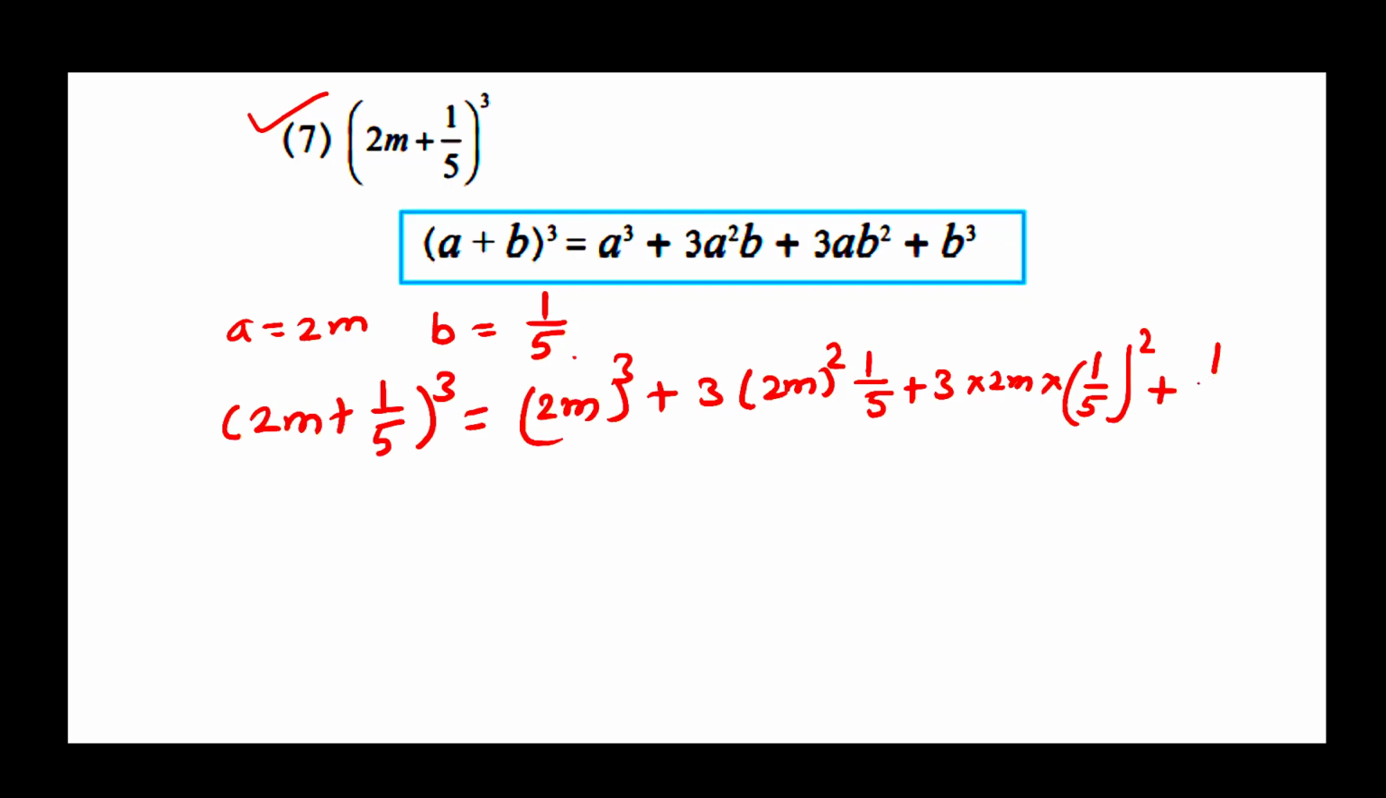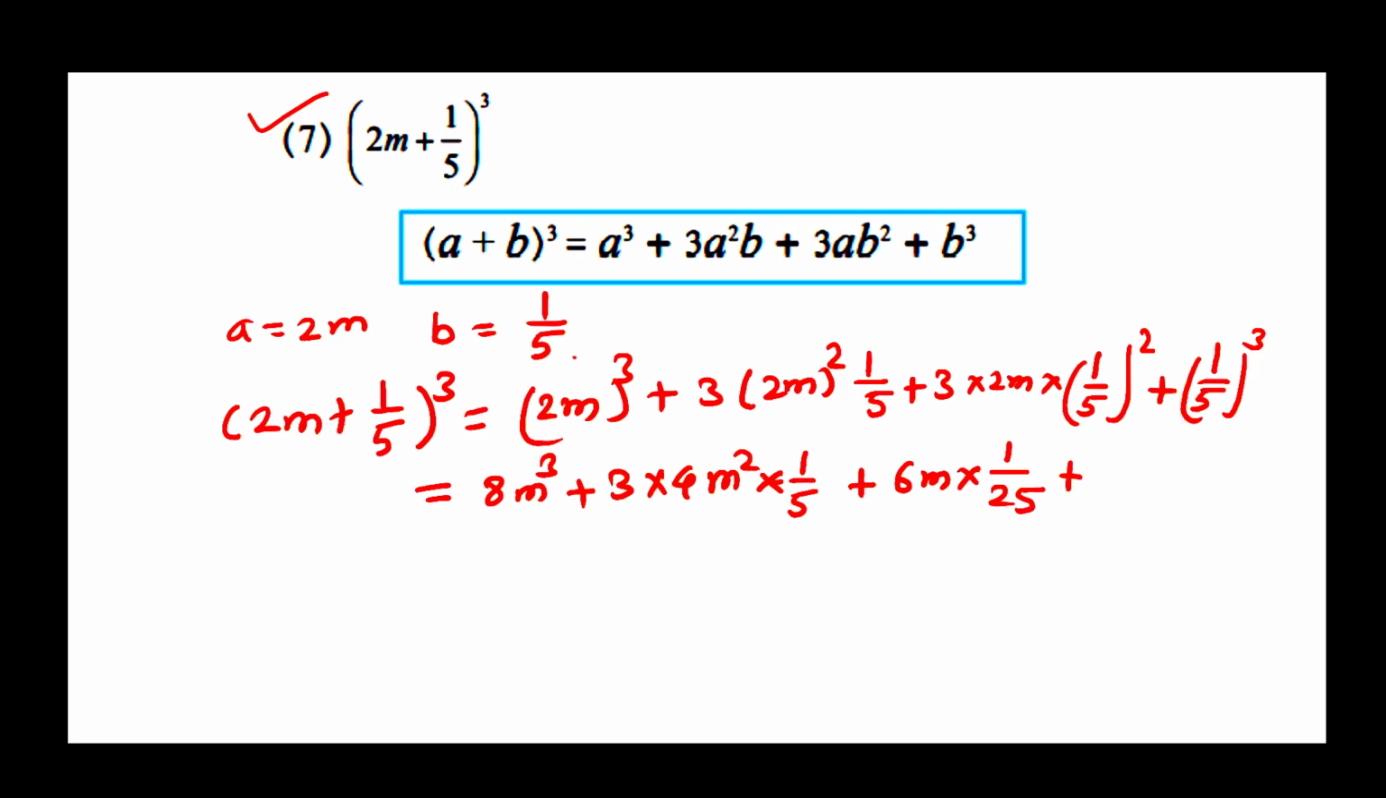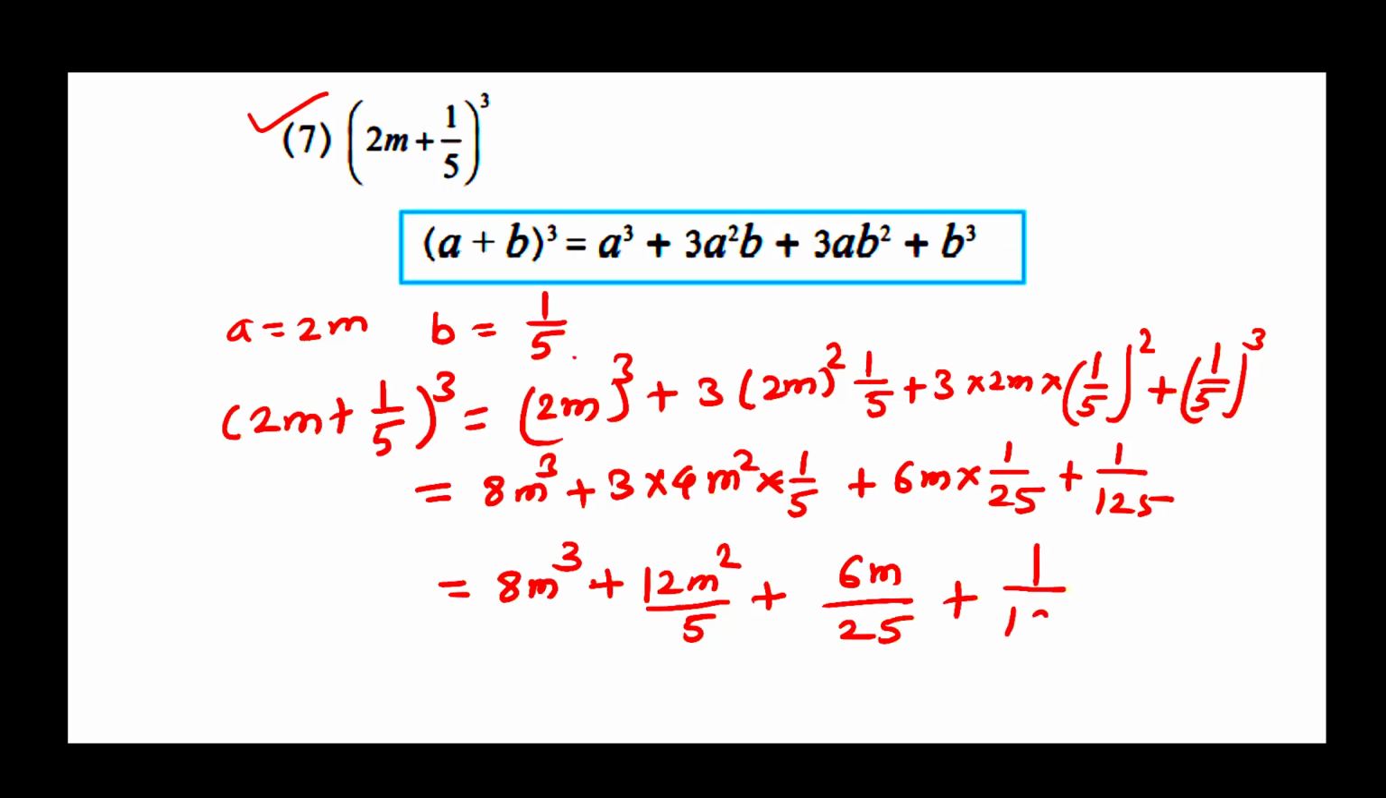Plus b cube, means (1/5) cube, is equal to 2 cube, means 8m cube, plus 3 into 2 square, means 4, multiplied by 4 into m square multiplied by 1/5, plus 2 3s are 6m multiplied by (1/5) square, means 1 square 1, and 5 square 25, plus (1/5) cube, means 1 cube 1, and 5 cube 125, is equal to 8m cube plus 3 4s are 12m square upon 5, plus 6m upon 25, plus 1/125.